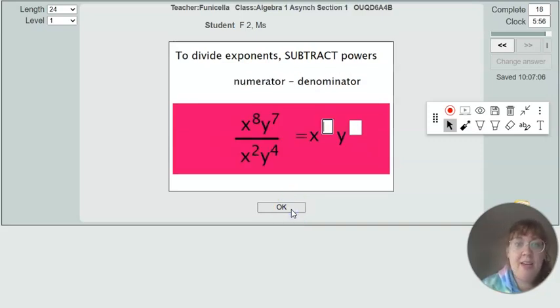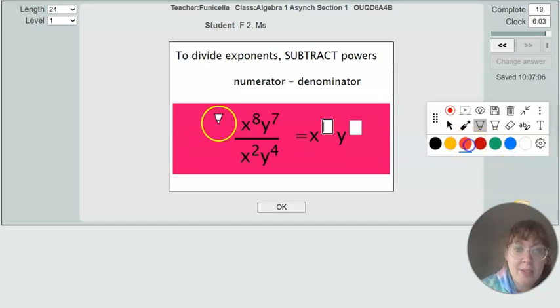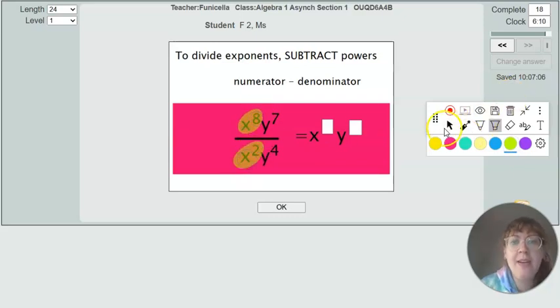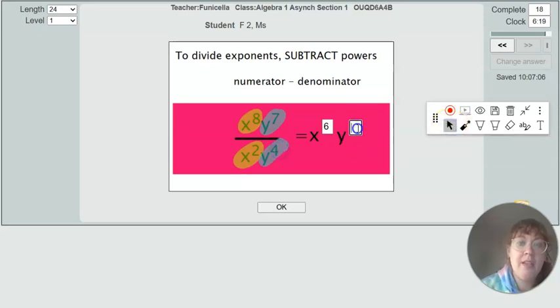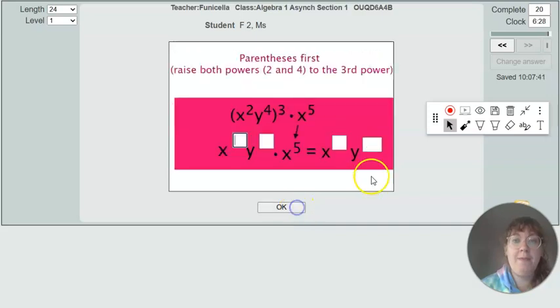X to the 8th, y to the 7th divided by x squared, y to the 4th. So we can think about our x's first. We have an x to the 8th divided by x squared. 8 minus 2 gets us an x to the 6th. And y to the 7th divided by y to the 4th. 7 minus 4 gets us a y cubed. So we have x to the 6th and y cubed. Hit OK.